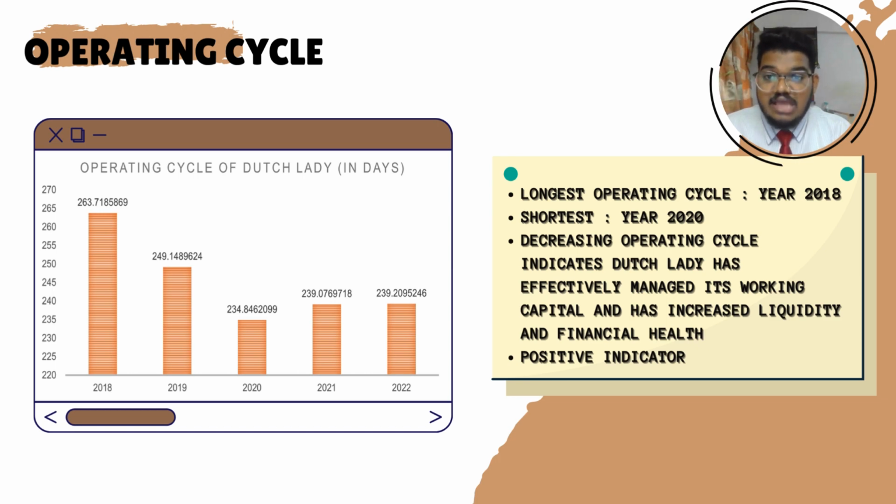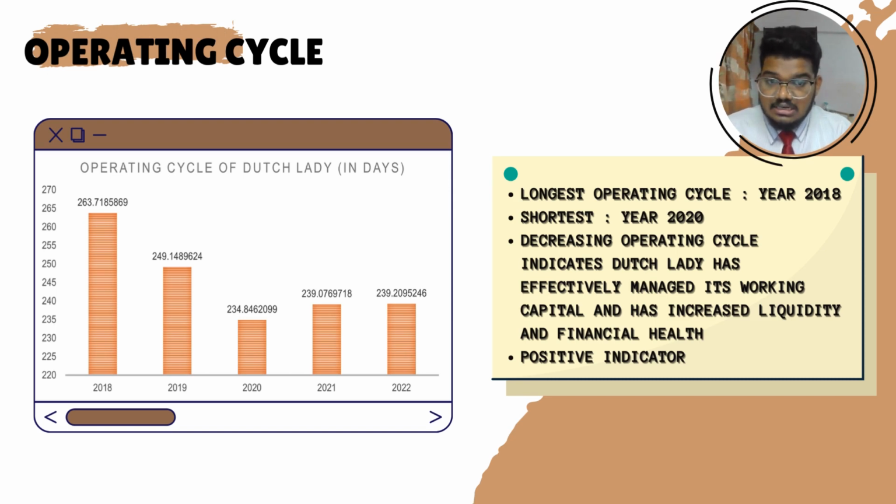It appears that Dutch Lady has become more effective in management of working capital. The reduction of the operating cycle can be ascribed to a number of variables, including the streamlining of inventory management, the acceleration of the collection of receivables, and possibly the negotiation of more favorable payment terms with suppliers. It is commonly accepted that increased liquidity and financial health are indicators of a shorter operating cycle.